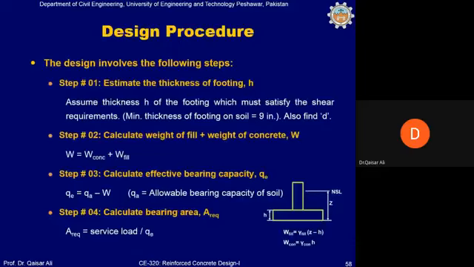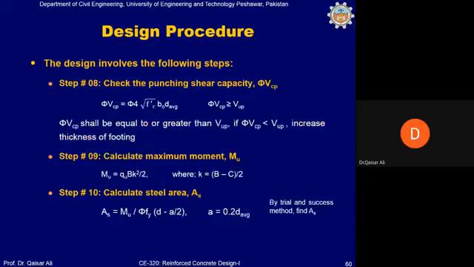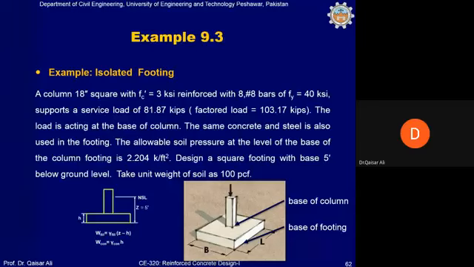Now the steps. The steps are almost the same as we discussed in the case of wall footing. First of all, we will assume the thickness h, the minimum is 9 inch. Then calculate weight of fill plus weight of concrete. Then calculate qe, calculate area required. If you have any questions, you can ask. Critical parameter b_0 is equal to 4 into (c + d average). Then qu can be calculated, Vup is calculated, φVcp is calculated, then Mu is calculated, and As is calculated in the next step. Then As minimum, bar placement and draft. These are the steps. Now let's solve this example.